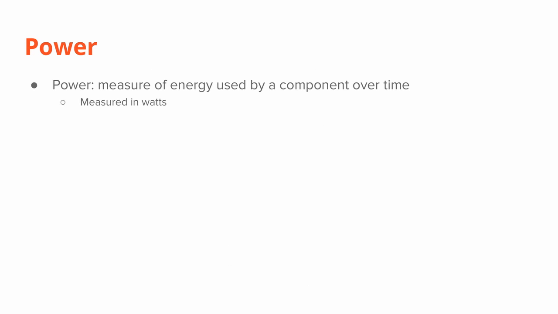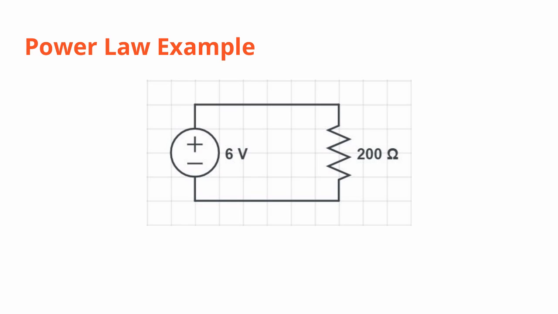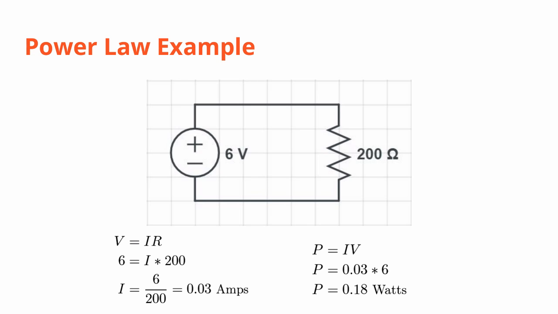The final concept we're going to go over for today is power. Power is the measure of the energy used by a component over time, and is measured in a unit called watts. We can calculate the power consumed by a component using the power law, which tells us that power equals current times voltage. So here we can use the power law to find the power being consumed by the 200 ohm resistor. We found before that the current going through our resistor was 0.03 amps, and the voltage going across the resistor was 6 volts. This gives us a power of 0.03 times 6 equals 0.18 watts.